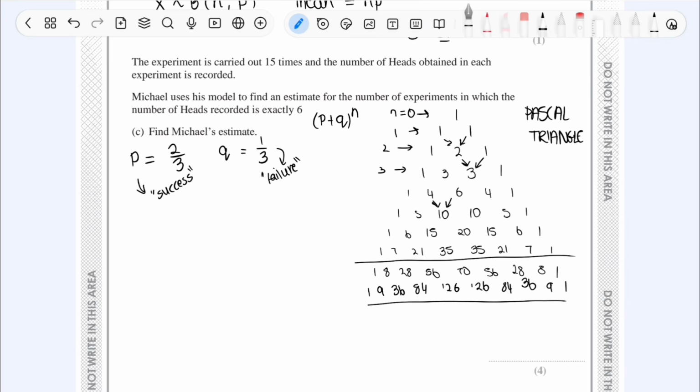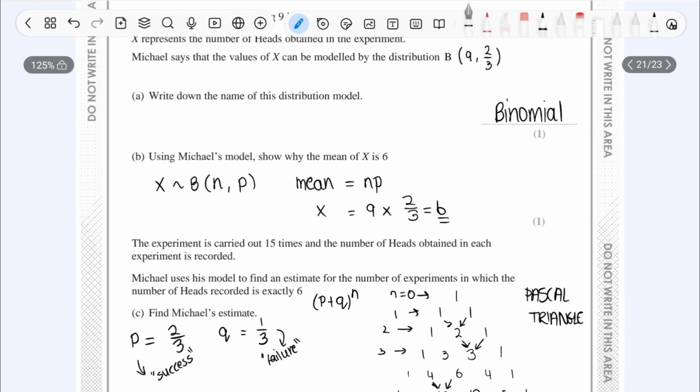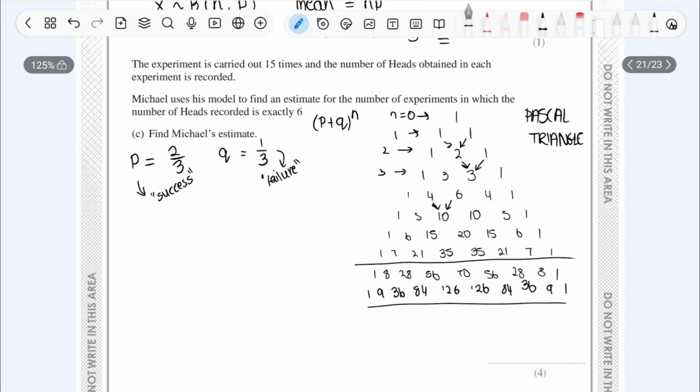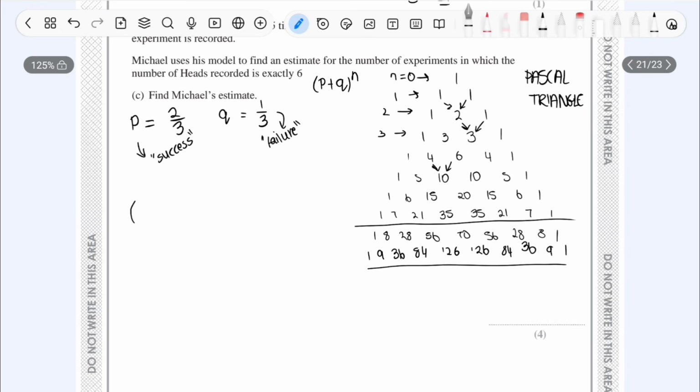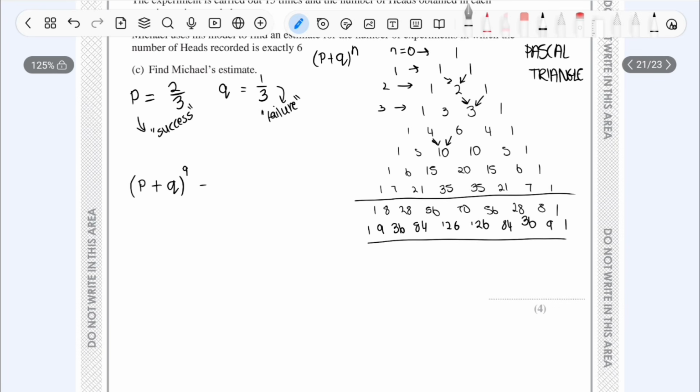The idea is that we need to find the value of n, which is going to be 9. And we know it's 9 because he does it 9 times here. So we're looking for that, or p, which is 2/3 plus that. So p plus q to the power of n, which is 9 because he does it 9 times. And we need to basically expand that.